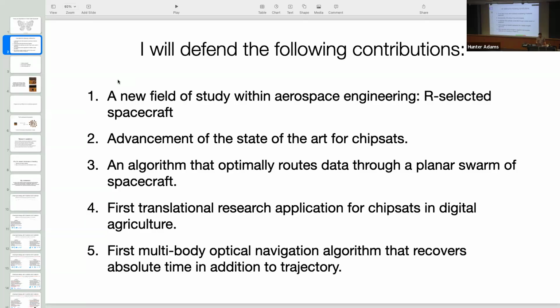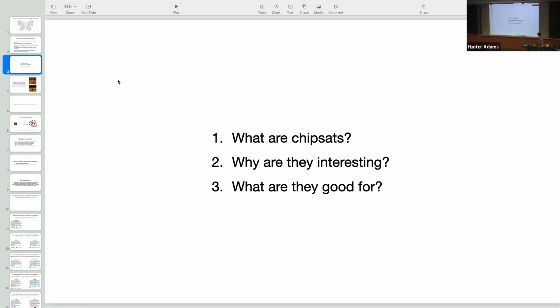So those are the contributions that I'll defend, but the questions that I really hope to clarify and answer, the ones that I really care about making clear, are, first of all, what are chipsats, these little satellites? It's an interesting, newish technology, so what are they? Why are they interesting and what are they good for? I hope that after the presentation, people will have some understanding of the answers to these questions. So let's start with the first.